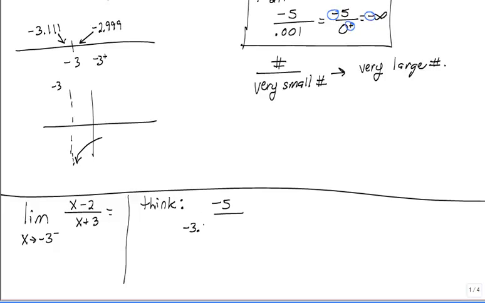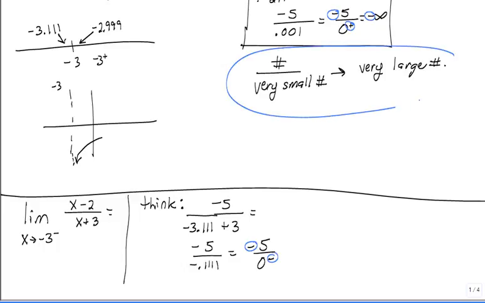So let's just pick something close. Or -3.001. Now that's -5 over a -0.001, which is like -5 over 0 on the negative side. Now you have two negatives, and you have 0 in the denominator. Again, remember, 1 over a very small number goes to a very large number. So your answer should be what? Well, you know it's infinity, but with the two negatives, that's going to make this positive infinity.